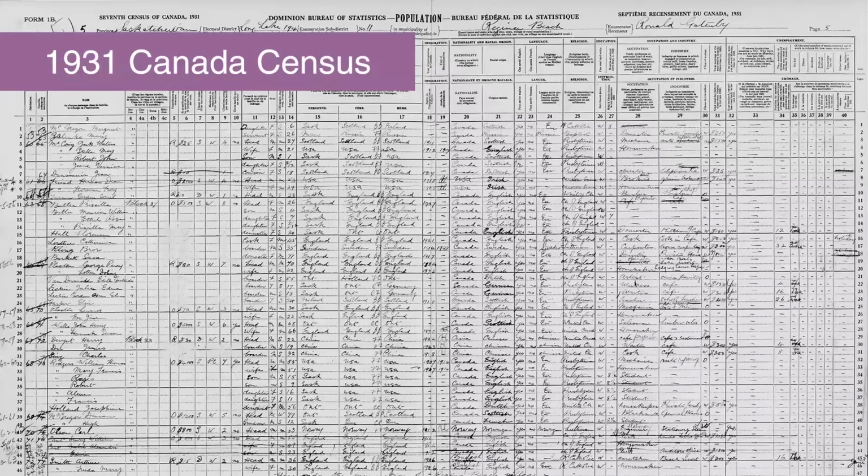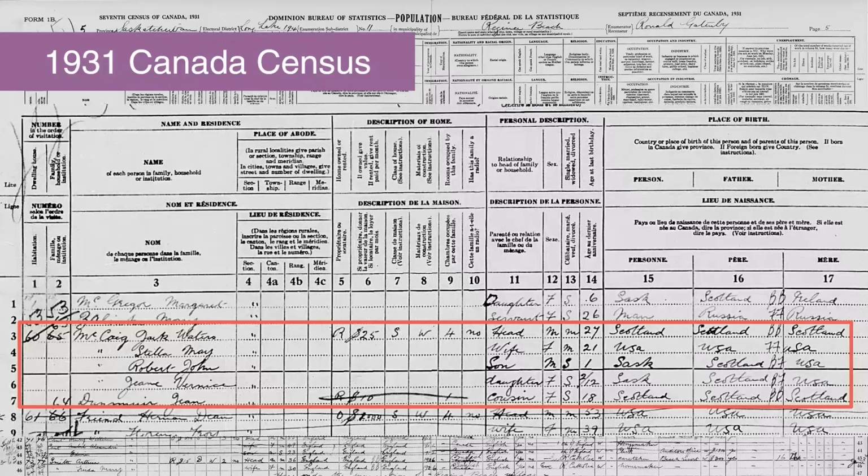This is the 1931 census. I just wanted to look a little bit at a family here so you can gather what you might be able to learn from the census. This is the family of Jack Waters McCraig. Here he states that he lives with his wife, Stella May, and his two children, Robert John and Jean Vernice, and his cousin, Jean Dunsmuir. Here it says that he and his cousin were from Scotland, and his wife was born in the US, and the kids were all born in Saskatchewan.